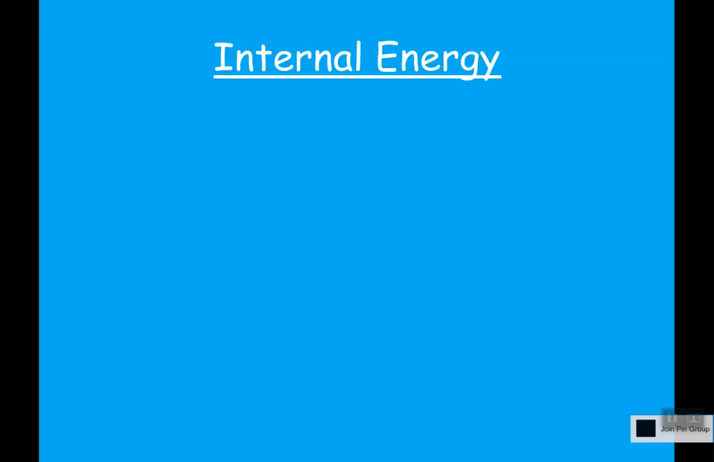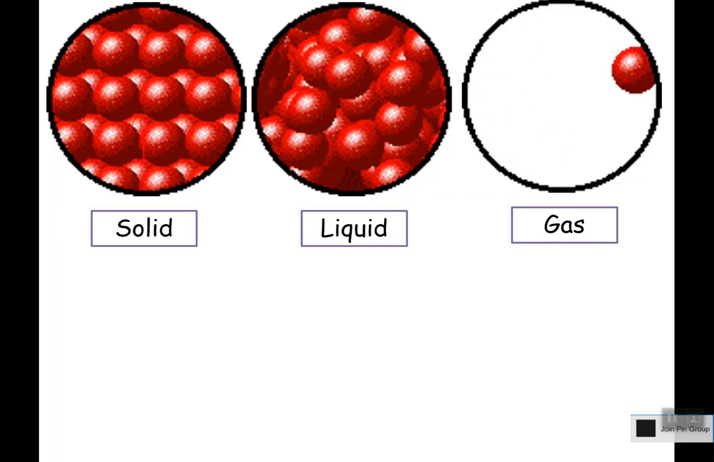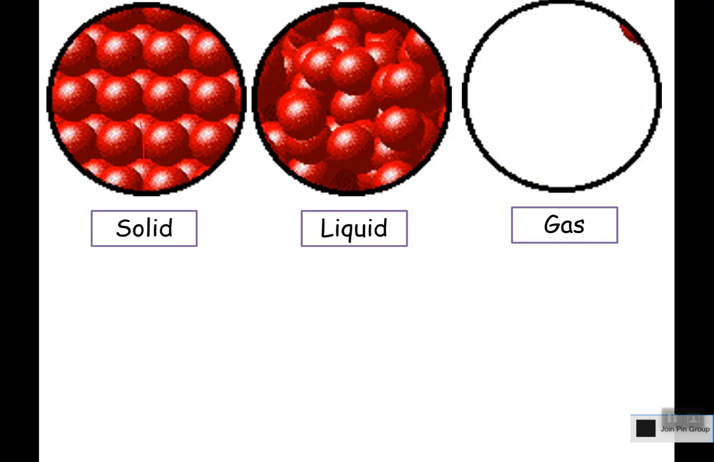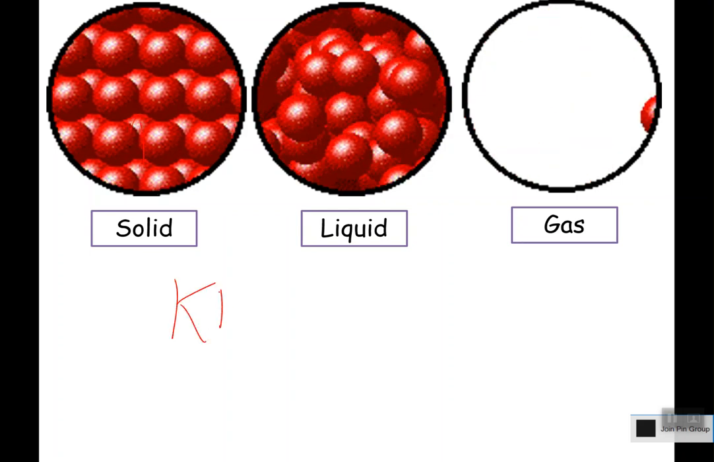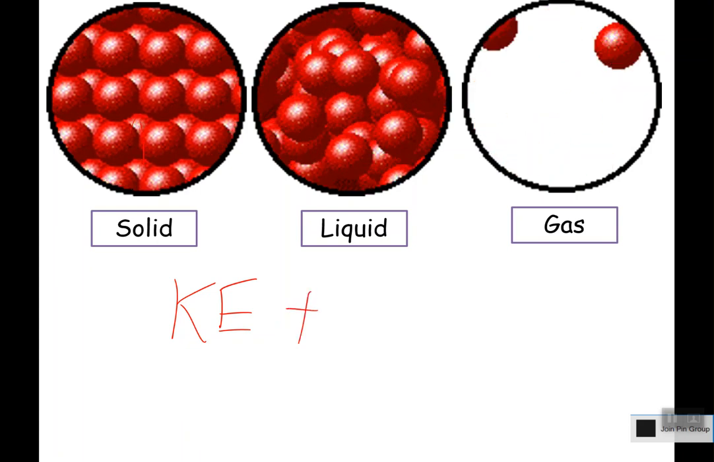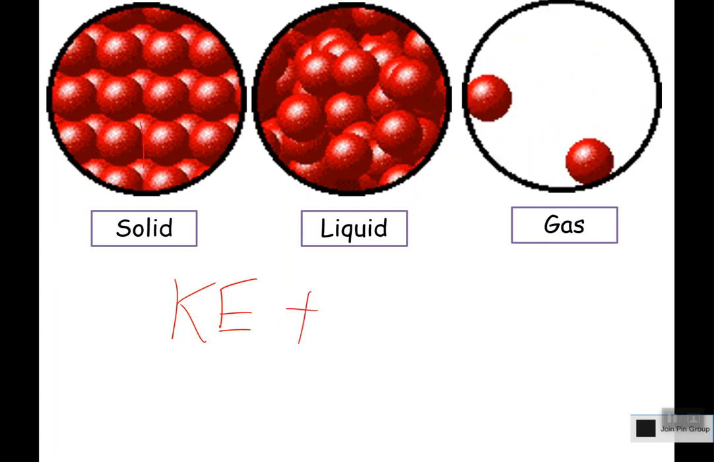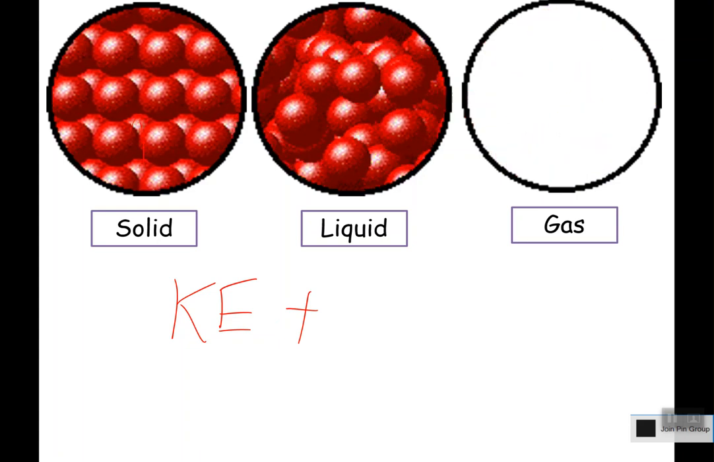So if we come on to internal energy, when we look at what internal energy is, it's to do with the energy that these particles have. So if we look at, for example, all these particles in solids, liquids, and gases, they all have kinetic energy. Kinetic energy, essentially the energy due to movement. So in solids, they have some kinetic energy. Liquids, they have more kinetic energy. And gases, they have a lot of kinetic energy.